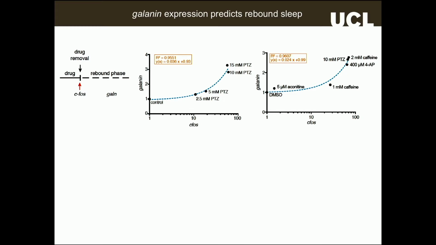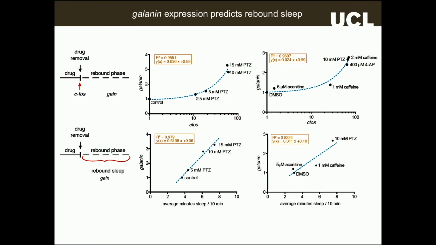And this is also true when I compare over the different drug panel. And then next, I asked, if I look at how much galanin is expressed in these fish, does that correlate with or predict how much rebound sleep these fish are experiencing? And again, this is true as well.